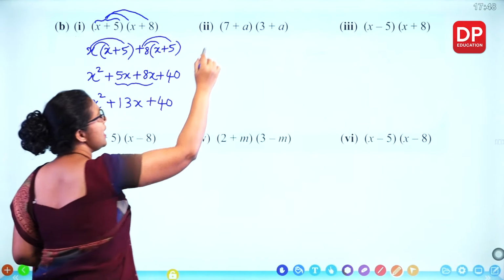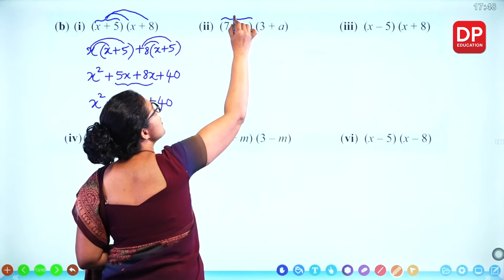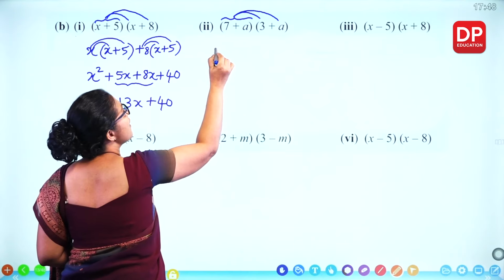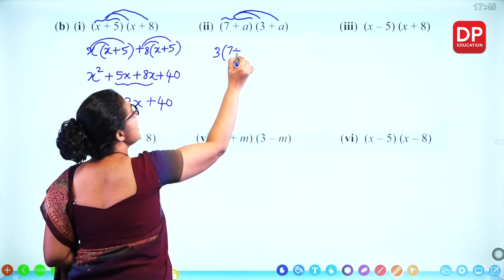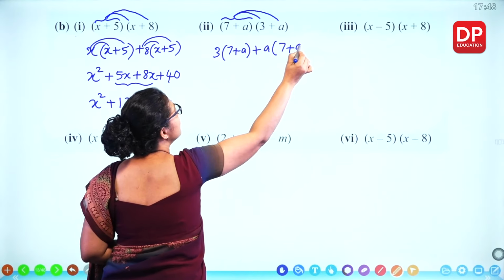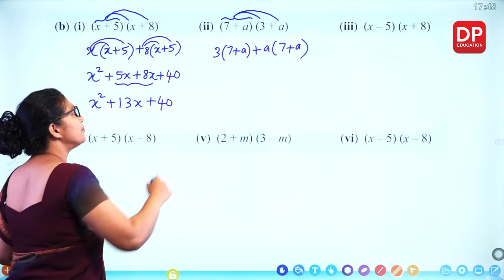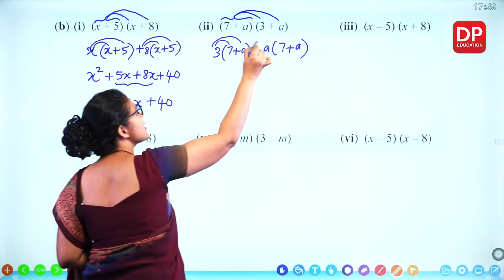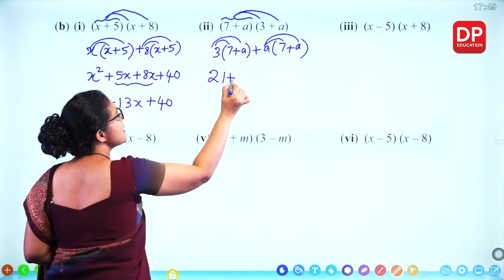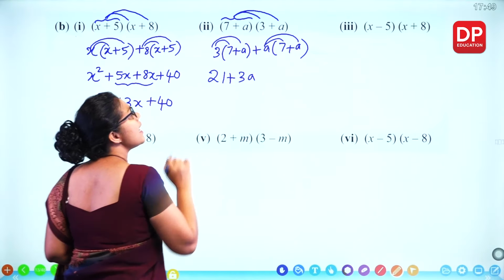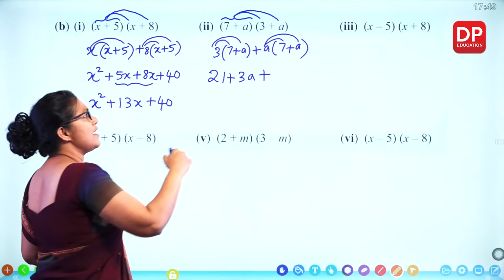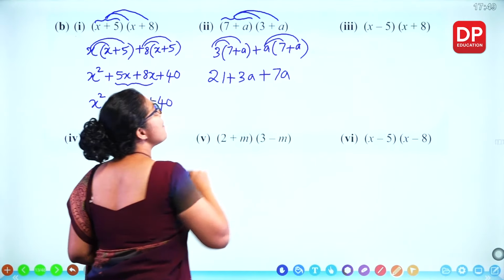Now this one, again take the expression and multiply with the two numbers. So you can write 3 times 7 plus a and 8 times 7 plus a. So what you get? Again expand brackets. 3 times 7 is 21. 3 times a is 3a. A times 7, we don't write a7, 7a.